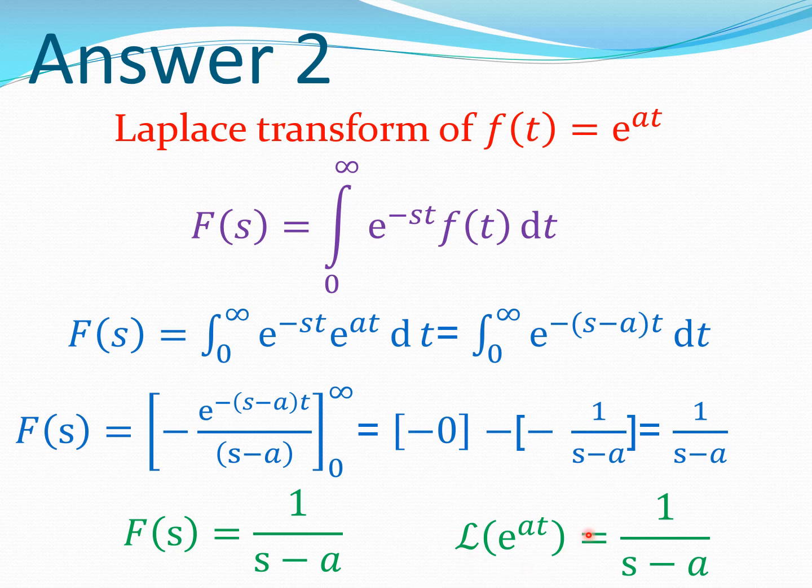Sometimes it's written in this form, so you use a calligraphic L here for Laplace, and then when you use it on e to the power at, you get this value 1 by s minus a. So here L can be looked at as an operator. Now that's something which is very interesting.